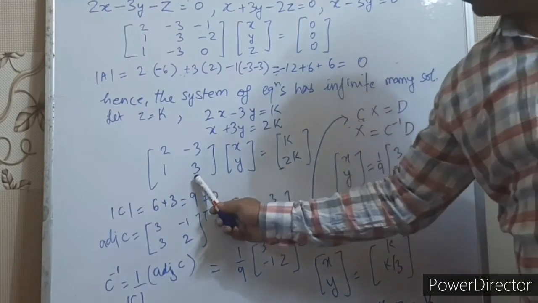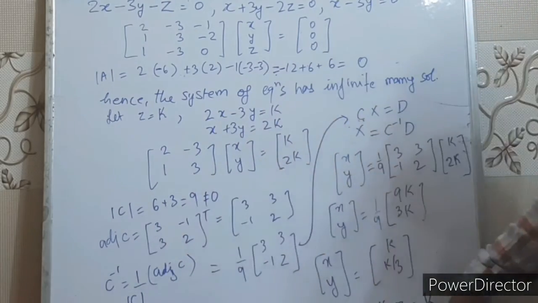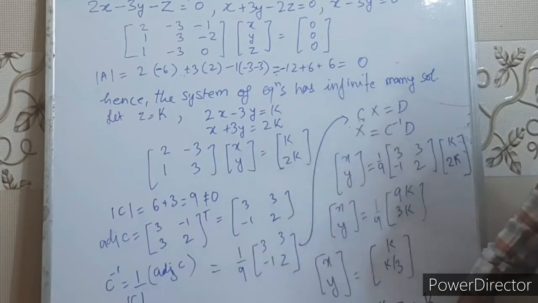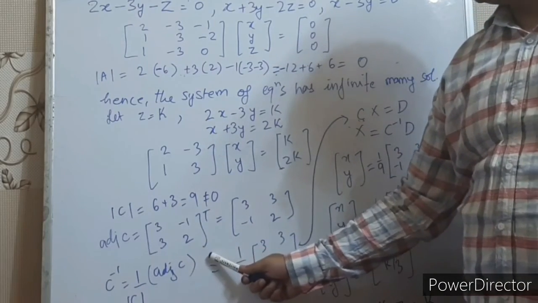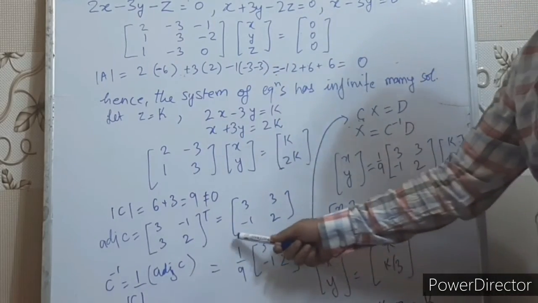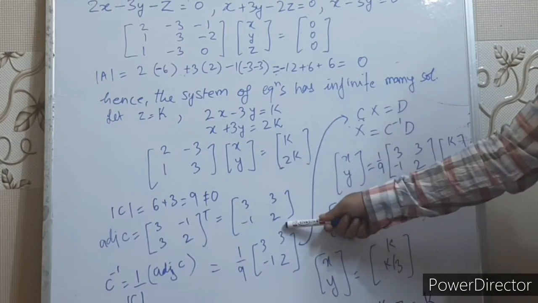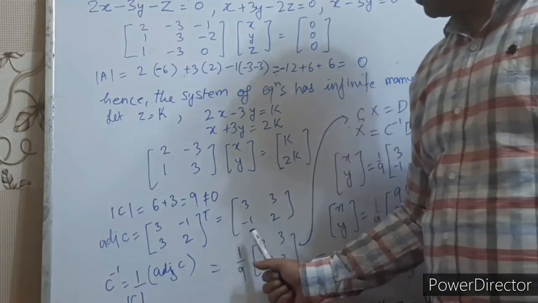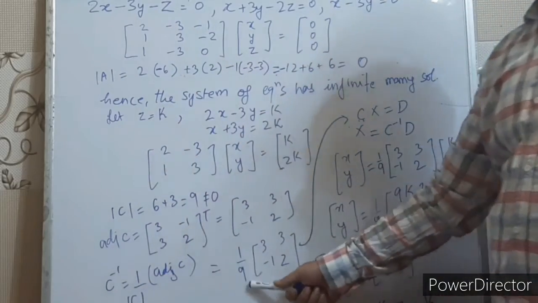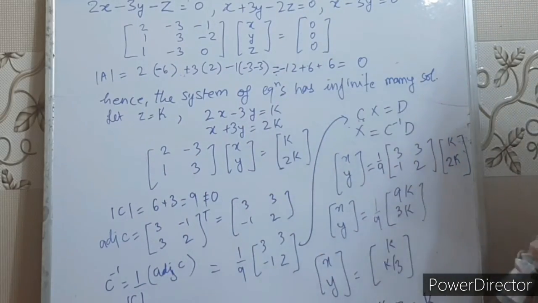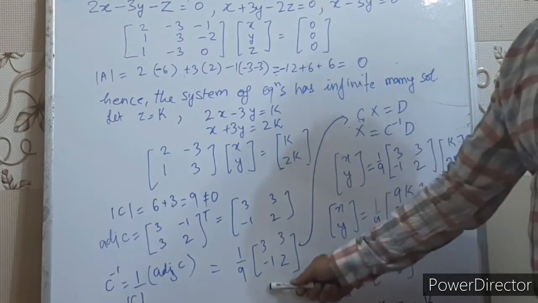That means, what we'll do, we'll calculate the determinant of C matrix, which is 9, not equal to 0. Then we can say that the inverse of C matrix exists. So the adjoint of C matrix will be the transpose of the cofactor matrix. We know how to calculate cofactors, and when we do that, we'll get this matrix, the transpose of the cofactor matrix, as the adjoint of C matrix. Now when we put the adjoint of C matrix and determinant of C in the inverse formula, we'll get 1 by 9 into 3, 3, minus 1, 2. Now we got the value of C inverse.